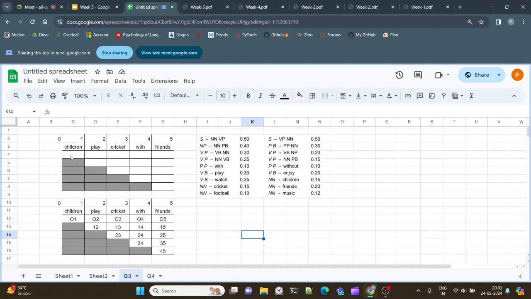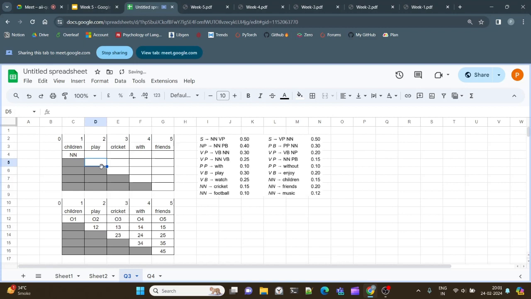Okay. Now let's try filling the cells according to the CKY algorithm. First, we start with the diagonal values. So over here, if I take this one, that is x01. So what is it? It is children. I have to see what are the production rules that are deriving children. So that is NN. So I can simply write NN over here, right? So NN is deriving children. Okay. So that gives me this.